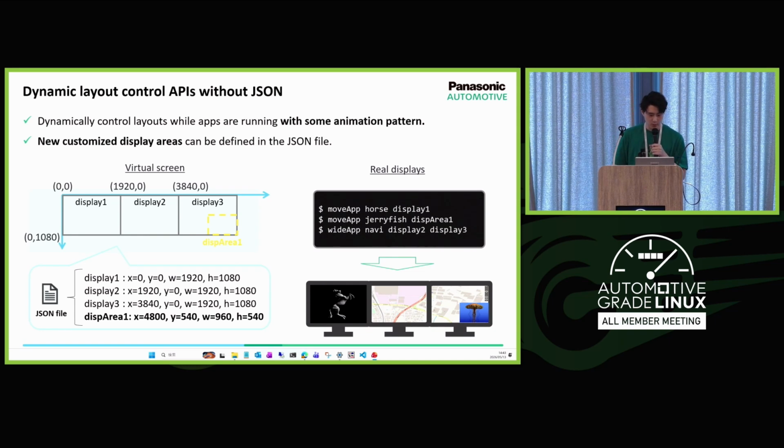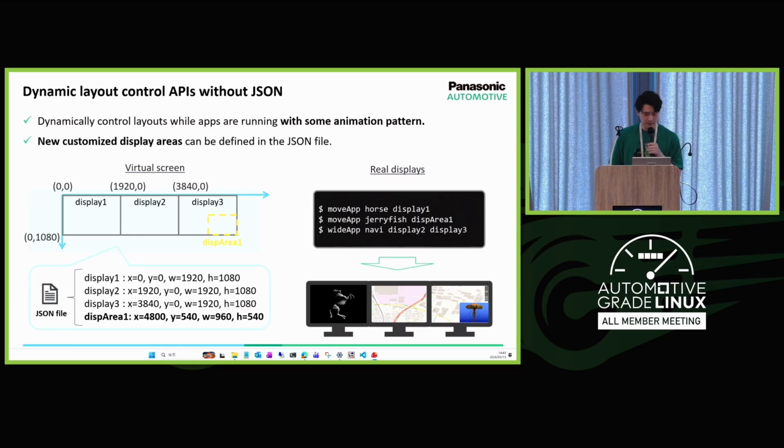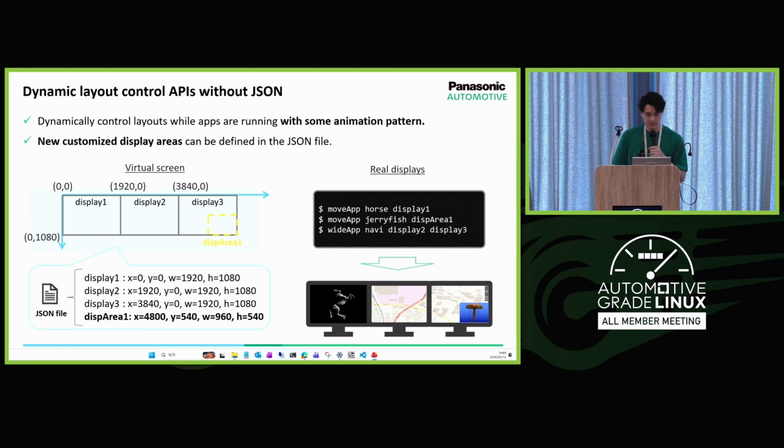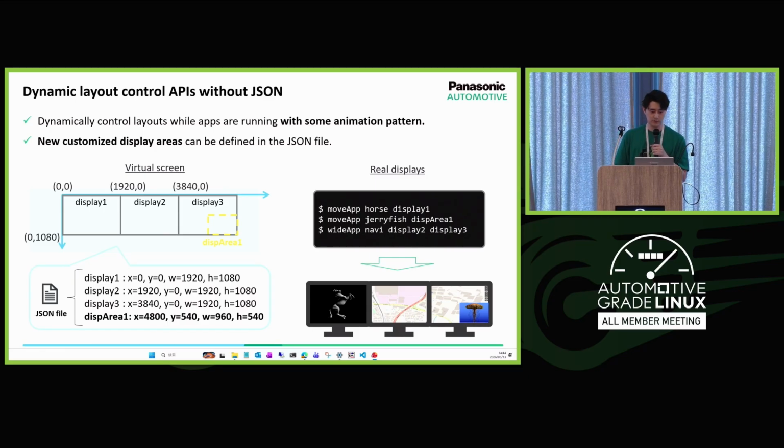In version 3, we introduce custom display areas on the virtual screen like display area 1 in the below diagram. These areas work like virtual displays, and the developers can freely define their size and position in the display environment definition files. As shown in the right diagram, by using these customized areas, APIs such as Move Up and Wide Up can place applications on a specific area or span them across multiple displays without loading any layout JSON files at runtime, independent of OS and hardware configurations.